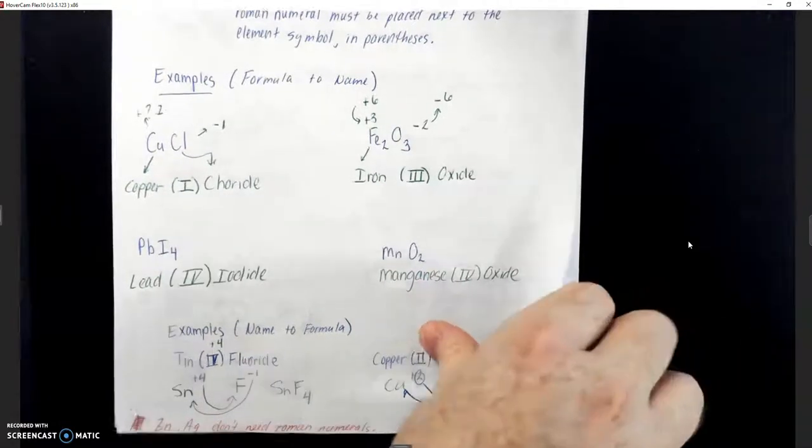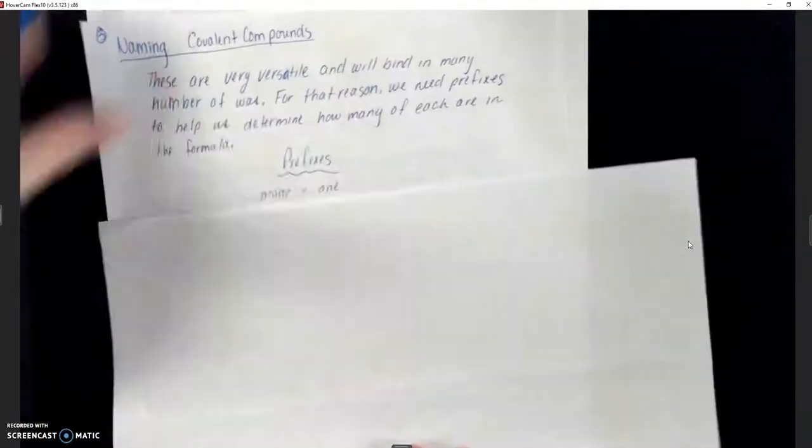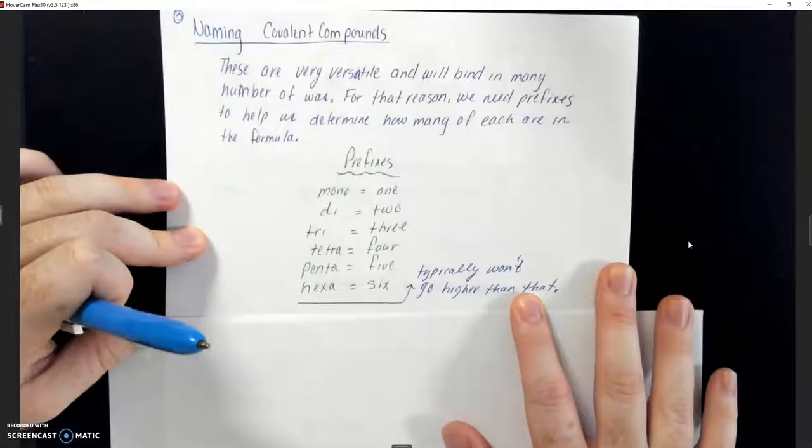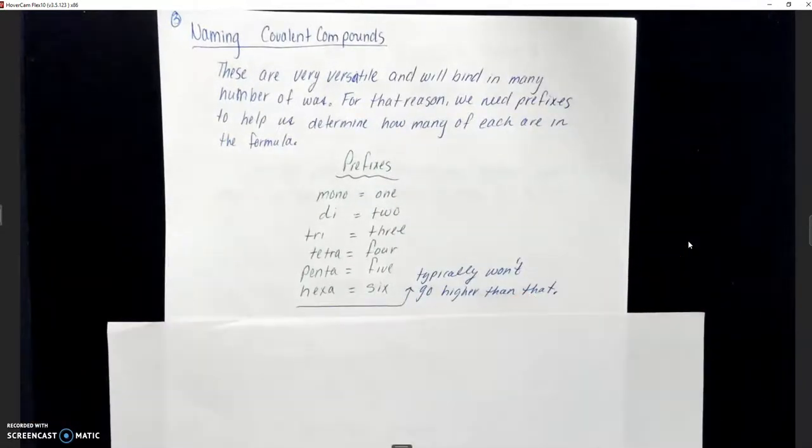Let's move on to the covalent compounds. These ones are actually pretty simple. No fancy math really for these ones. The covalent compounds, ladies and gents, are very versatile. They will bind in many different ways and give many different types of charges, for instance, like polyatomic ions. And for that reason, we need to use prefixes to determine how many there are of each type of nonmetal in the formula.